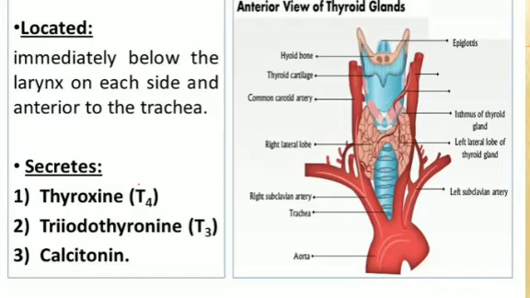There are three types of hormones secreted: thyroxine or T4, triiodothyronine or T3, and calcitonin. It functions in the presence of iodine. Iodine is a mineral which is very, very important for the proper functioning of the thyroid gland. In thyroxine, the hormone molecule is attached with 4 iodine, and here it is attached with 3 iodine.